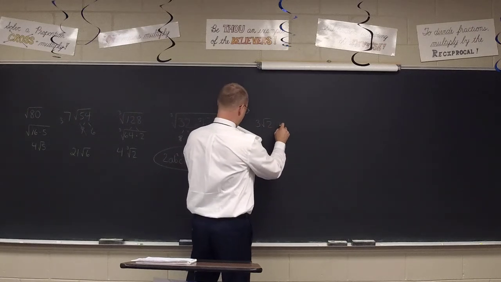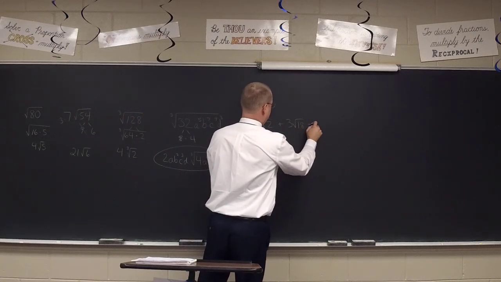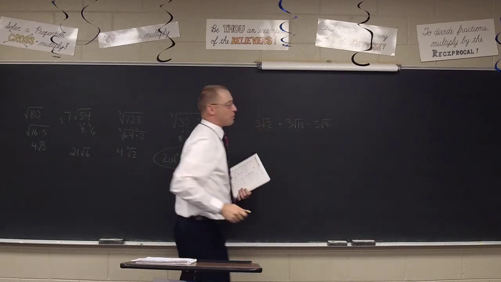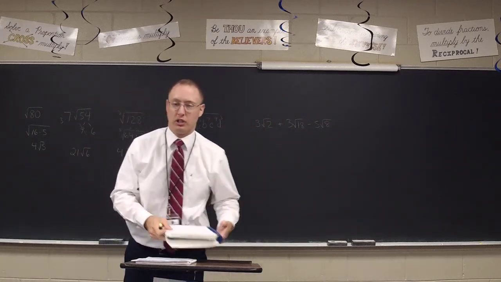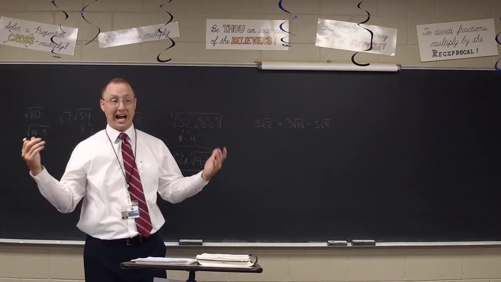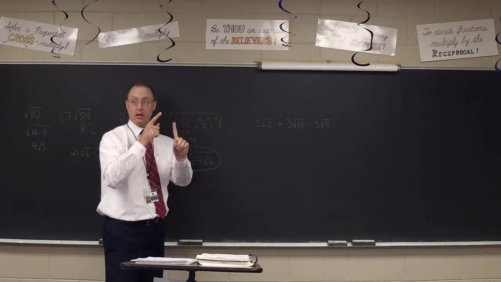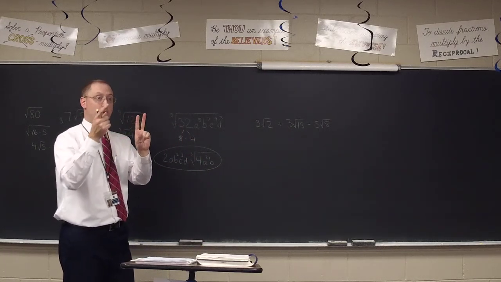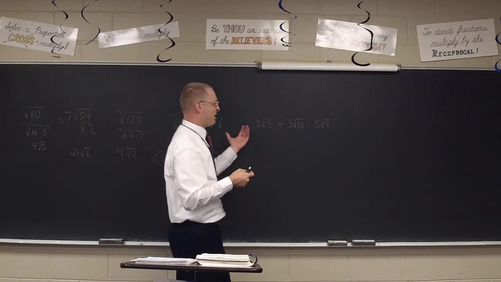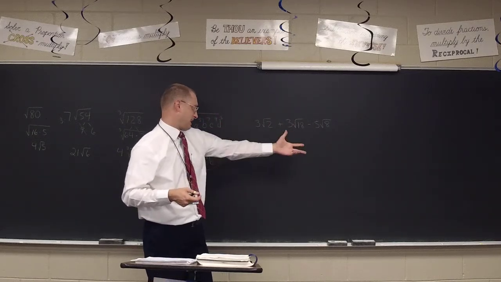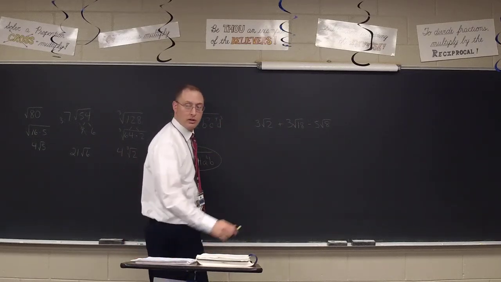3 times the square root of 2 plus 3 times the square root of 18 minus 5 times the square root of 8. But you said we can't add or subtract radicals unless they are like or similar, which means same index and same radicand. Well, they all have the same index, but none of the same radicands. Josh, help, what do we do?